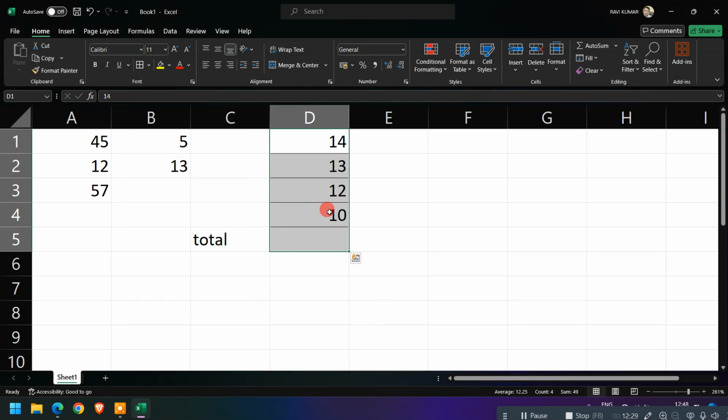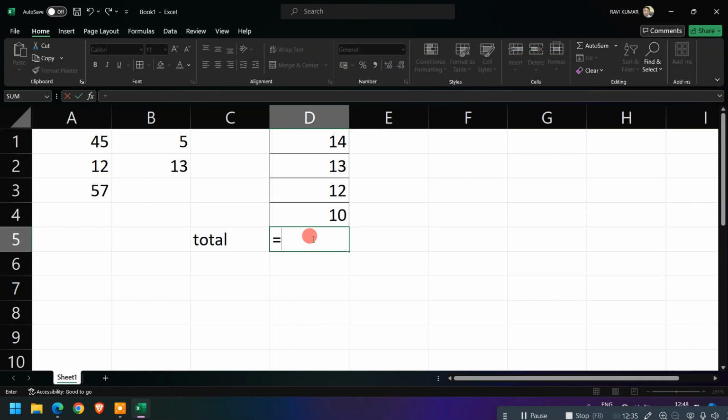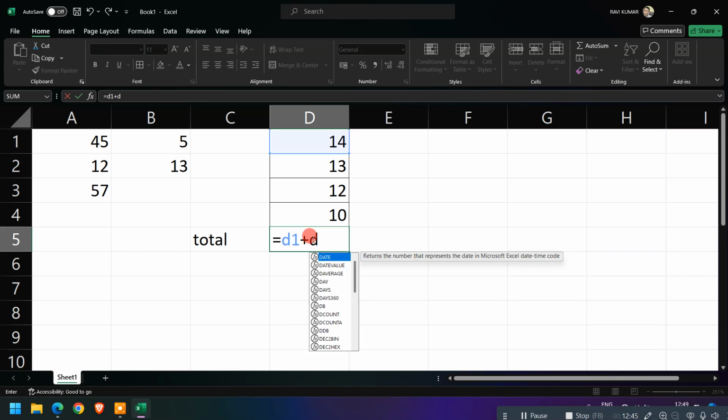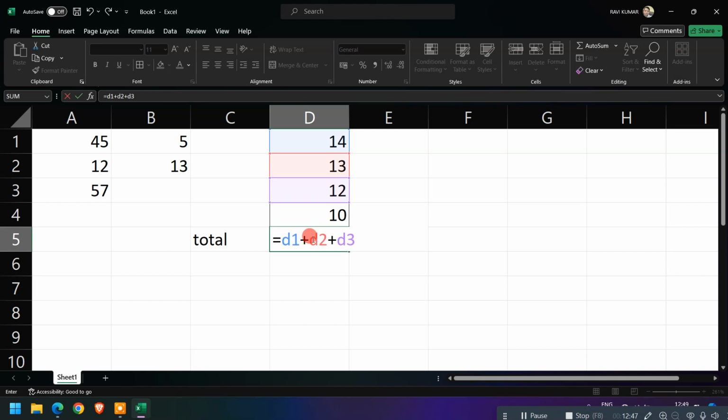Okay, so here I will display total. I will give the equal symbol, and then I will give every cell address, every cell reference. So D1 plus D2 plus D3 plus D4. You can see every cell of column D has been selected. Okay, D1, D2, D3, and D4.